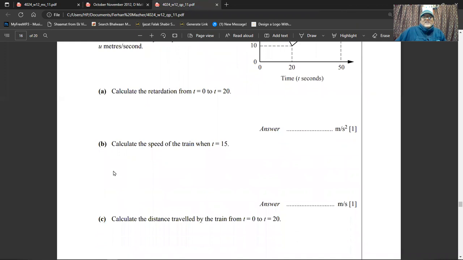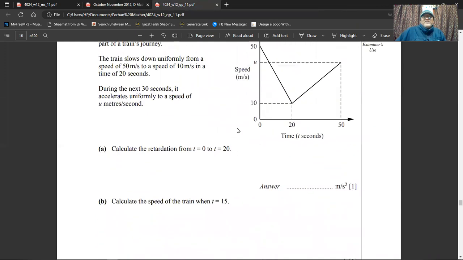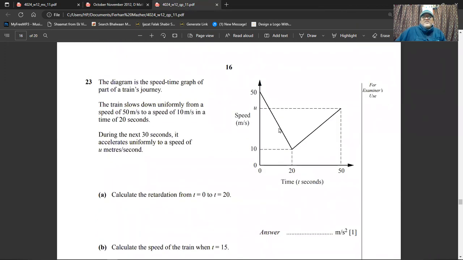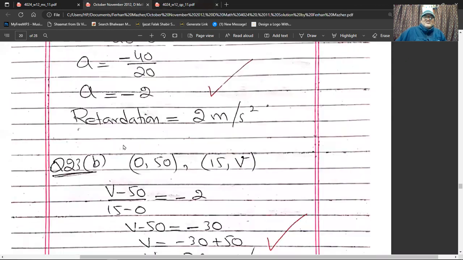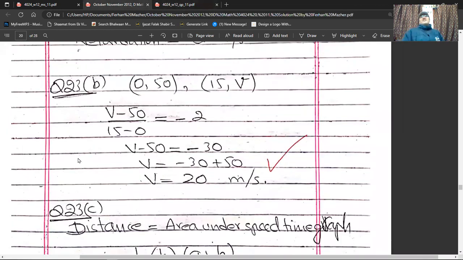Then they say calculate the speed of the train when the time is 15. When the time is 15, somewhere here will be the point. What will be the speed? So suppose the speed is v. So this point will be (15, v). I will use (0, 50) and (15, v). The gradient will be minus 2. That is the technique I'm going to use: (0, 50) and (15, v), the speed at 15 seconds. I don't know it, so I suppose it's v.